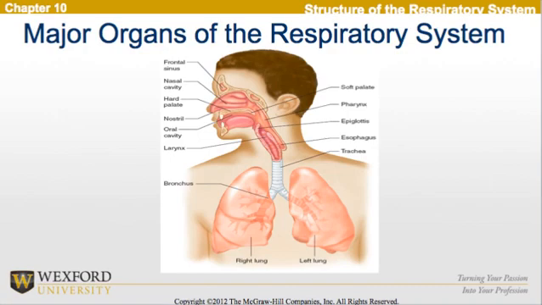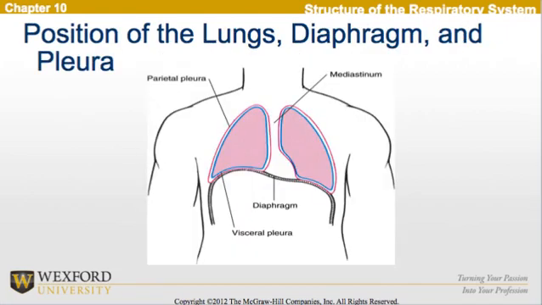Now you can see in the diagram all the major organs of the respiratory system which we just described. In addition, this diagram shows the positions of the lungs, diaphragm, and pleura.